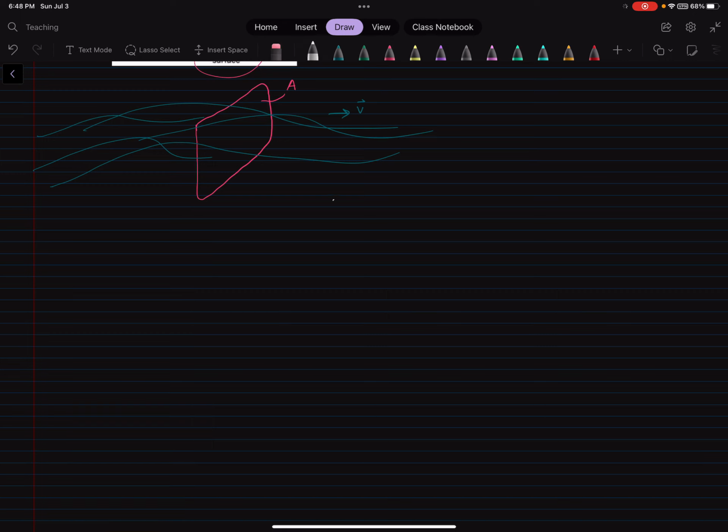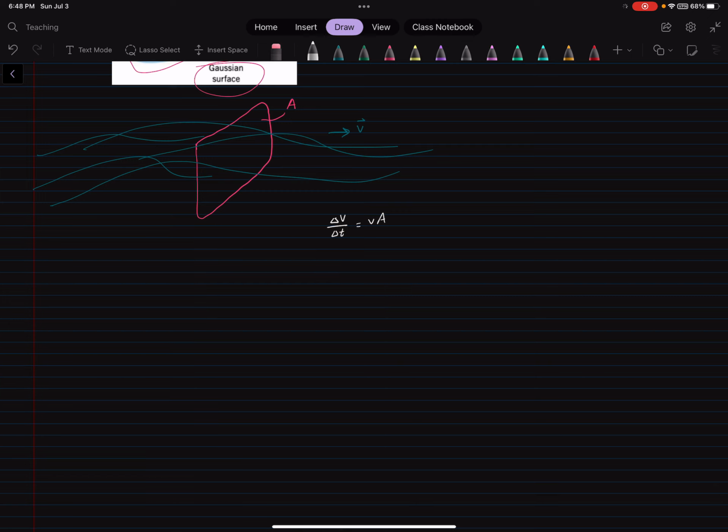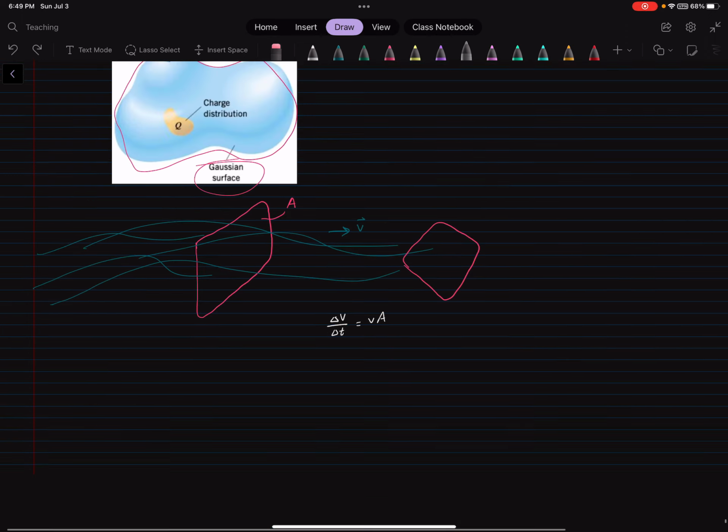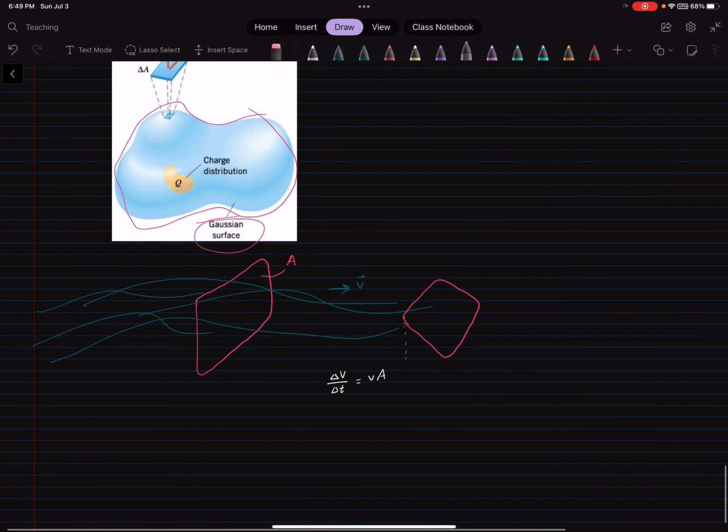So delta V per delta t is given by v times A. Well, that's all well and good, but what if you have a ring that is kind of tilted a little bit? Something like that, right? It's tilted. And so you have it being at some angle relative to the vertical.